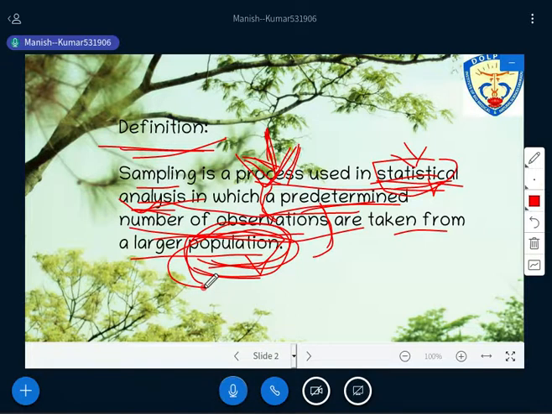So this is the definition of sampling. It is a process used in statistical analysis in which a predetermined number of observations are taken from a larger population. So you all have understood this definition.